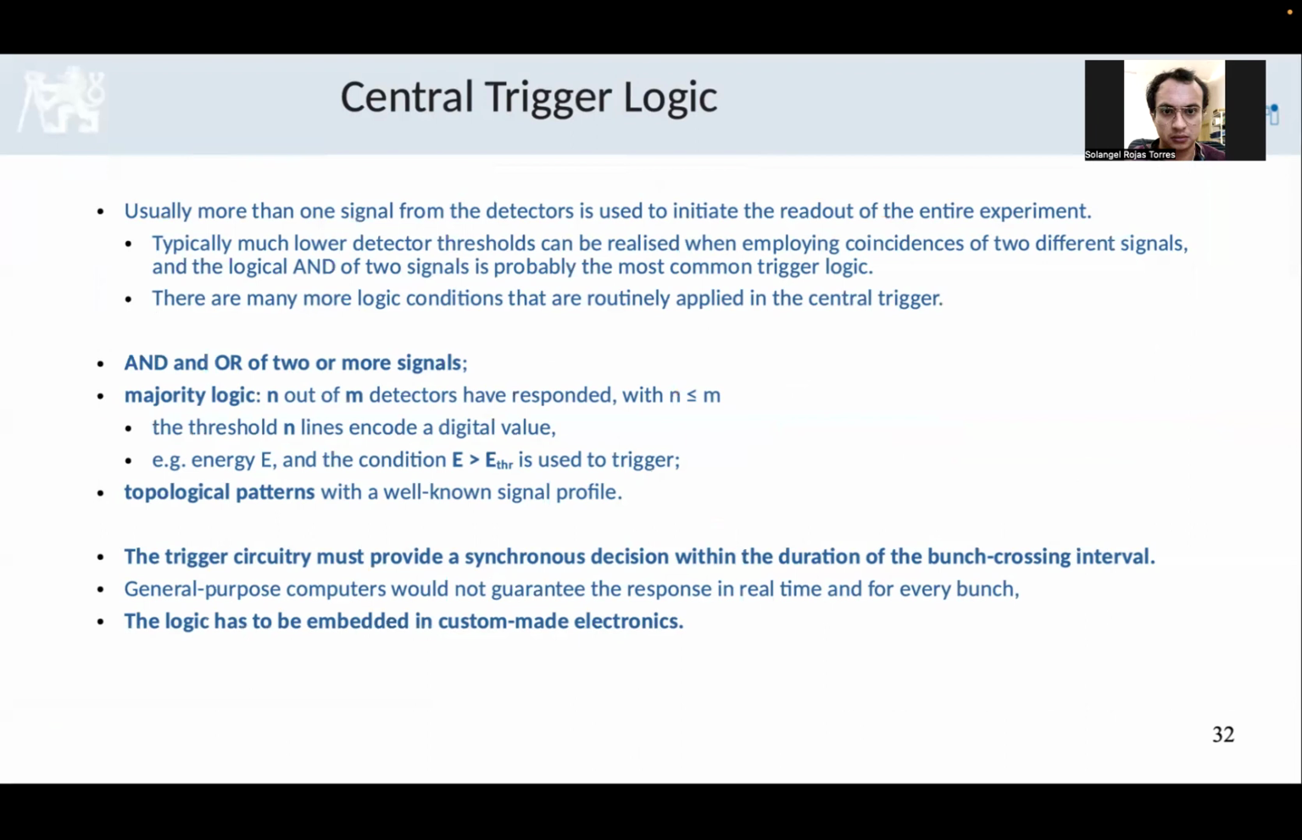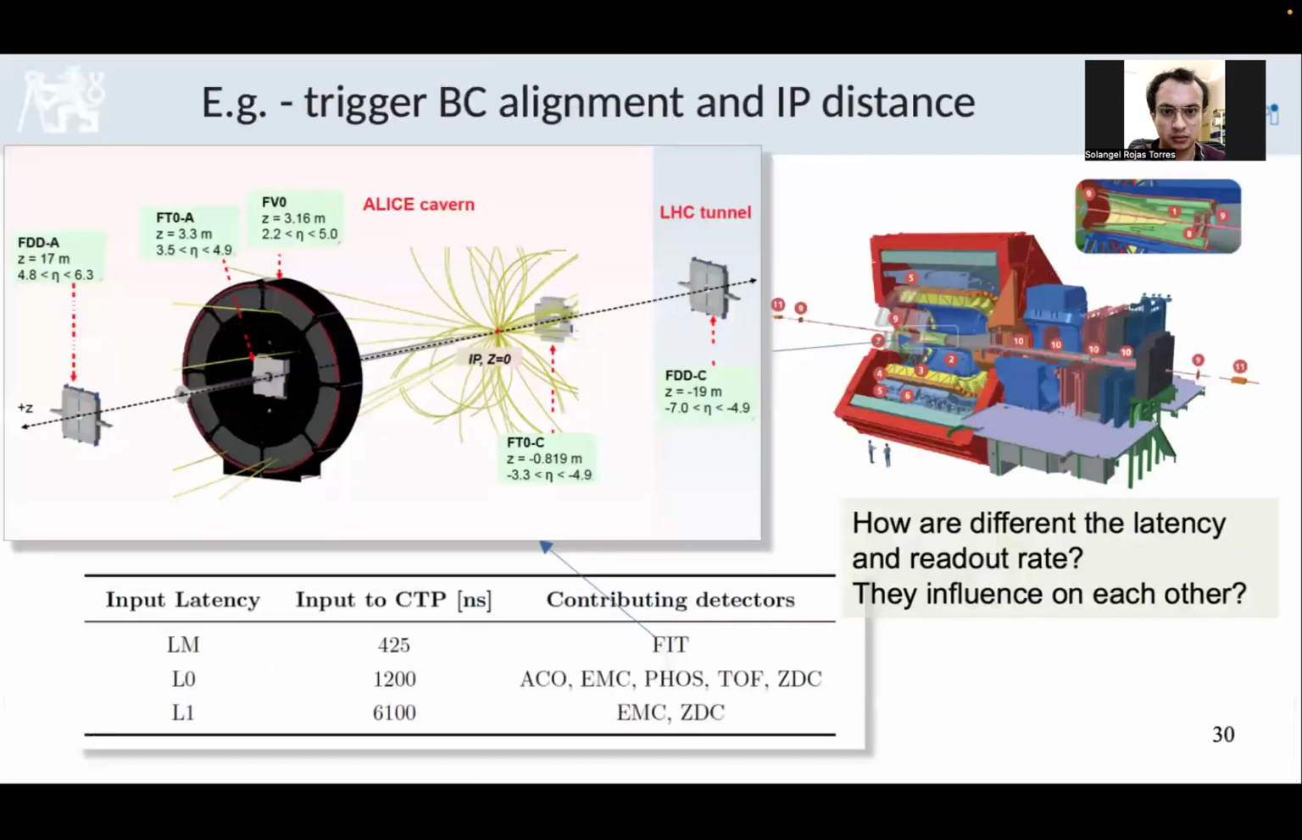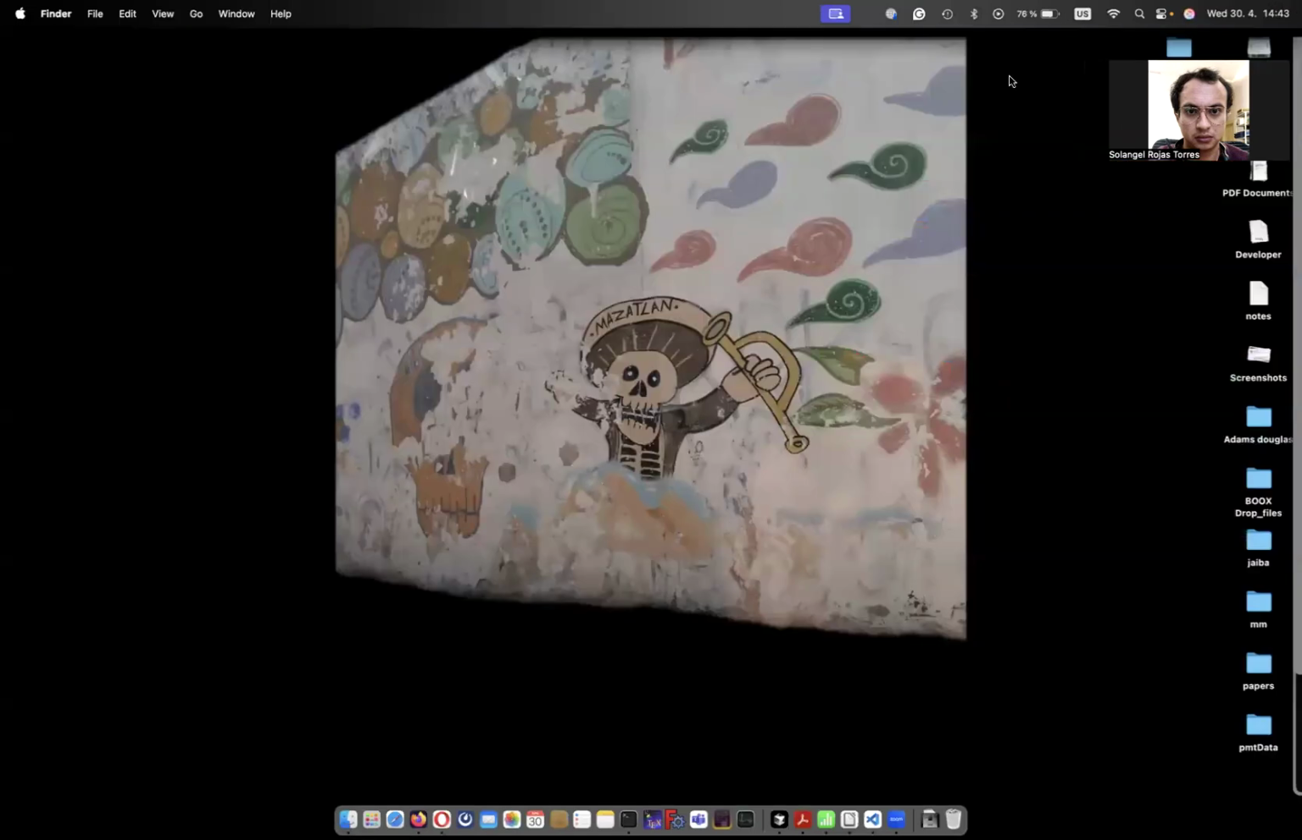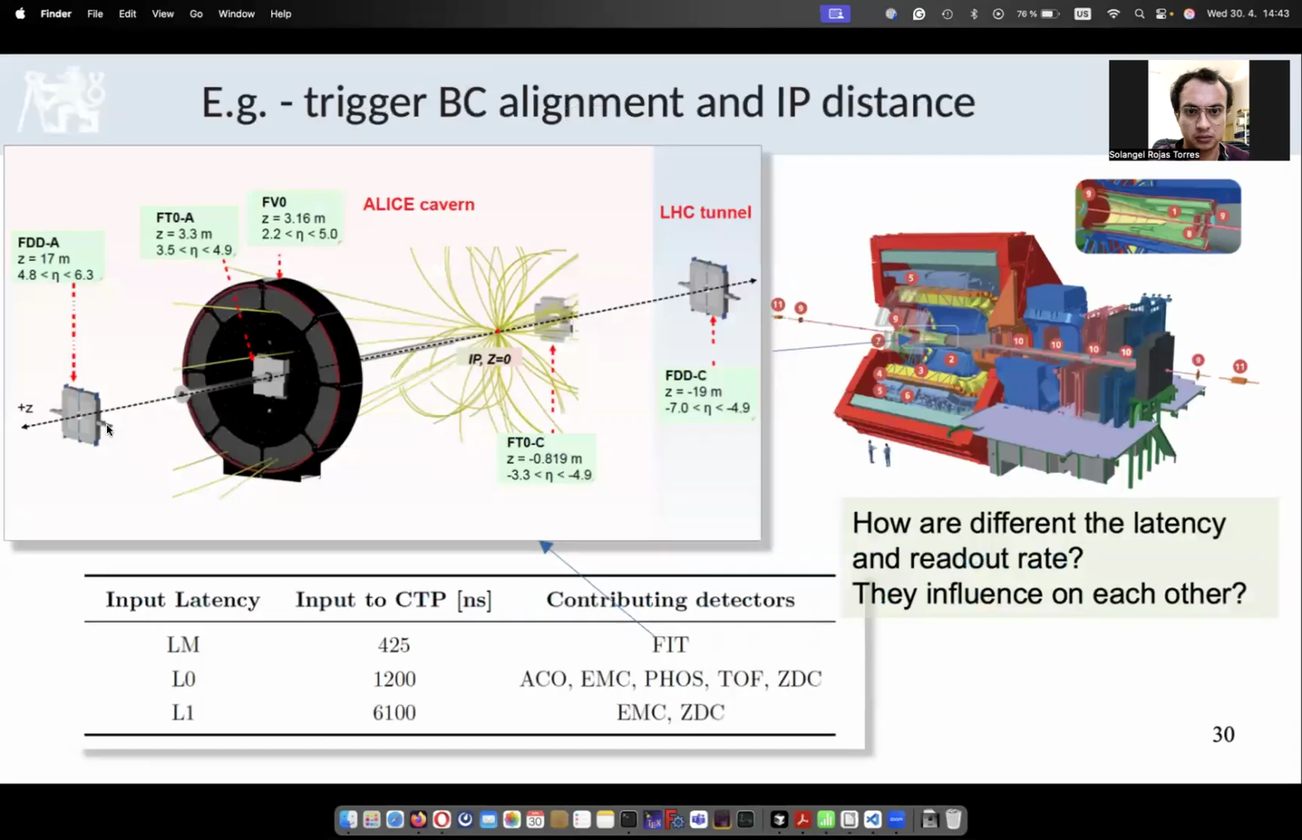Okay, so the basic trigger logic is basically a combination of AND and OR operations on the input signals, and that will define, for example, specific triggers that come from a signal in, let's say, FDD, and nothing here, and nothing in T0, but something in FDD.